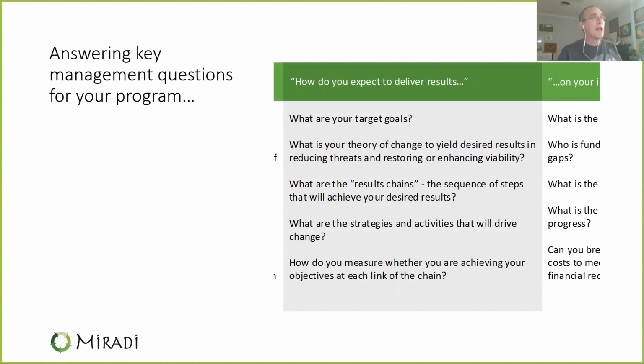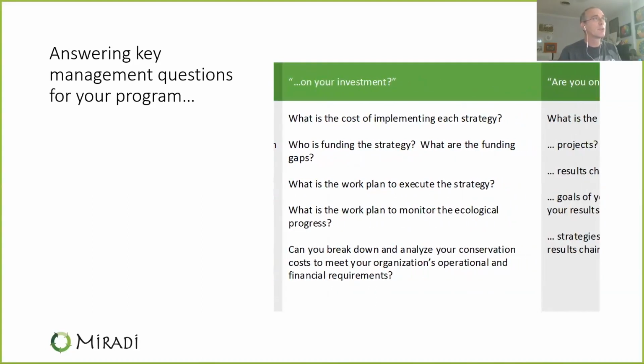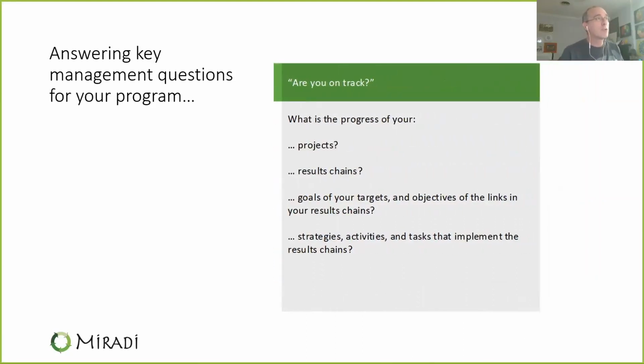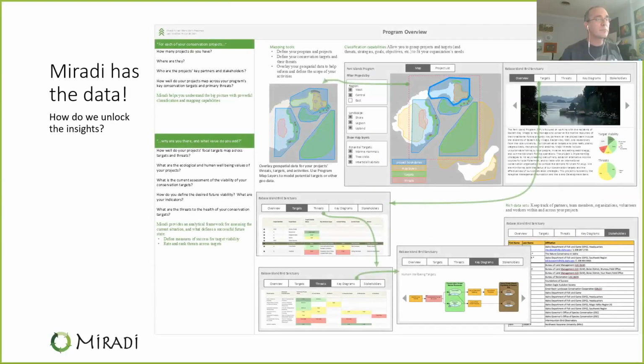Any report has to answer a management question. And you can see that there's a bunch of questions related to how you expect to deliver results. So what are your goals, et cetera. There are questions about each of your investments and how you're going to work planning and how you're going to implement your work. There are questions about, are you on track? Are you doing what you said you're going to do? Are you achieving the results and impacts you're hoping to achieve? And then there's a series of questions about what's happening overall for adaptive management.